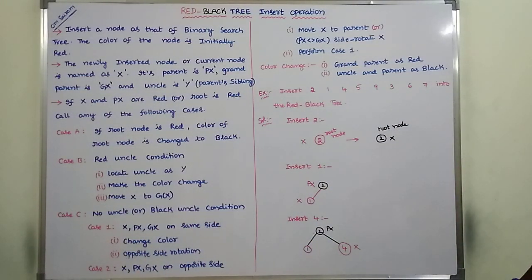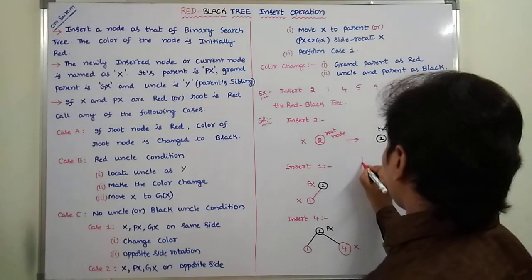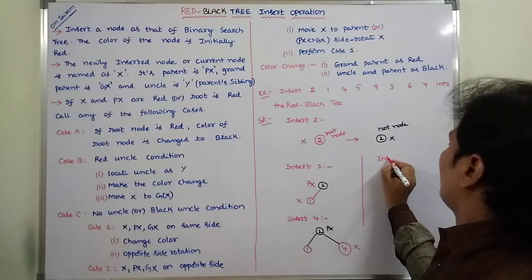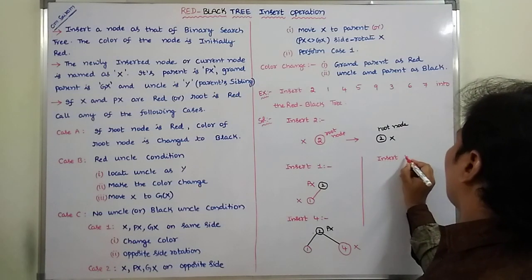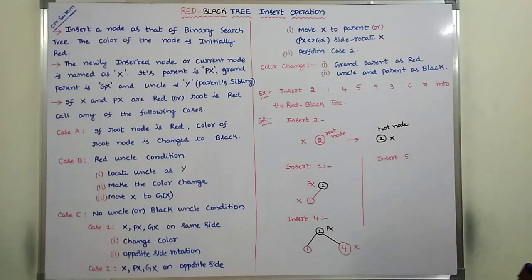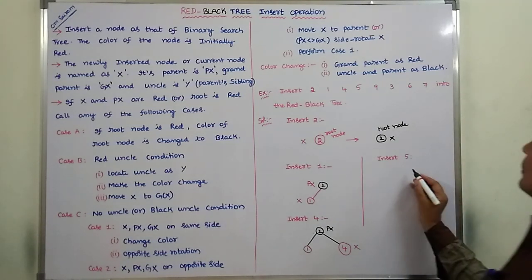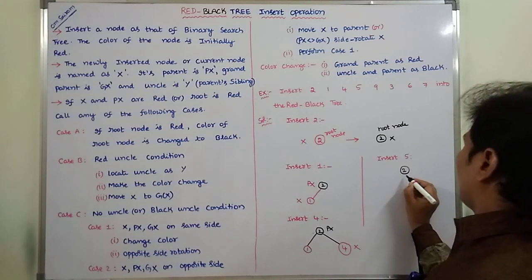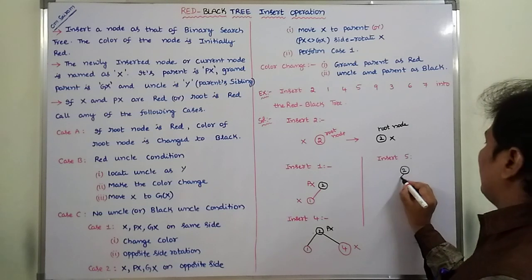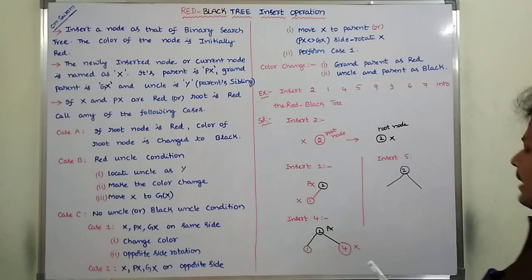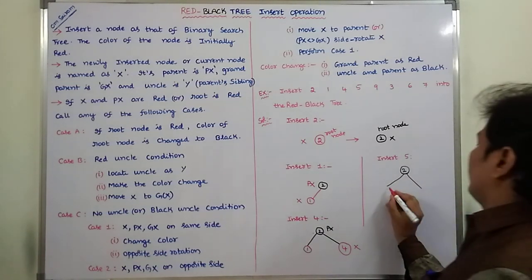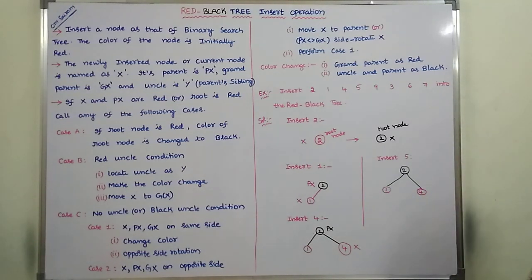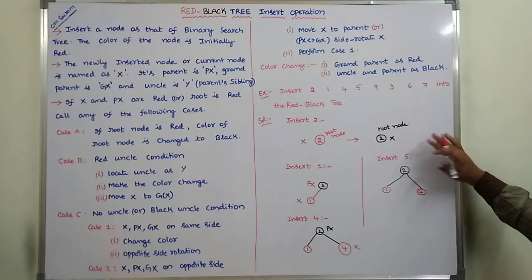Next, what is the next element? The next element is 5, so insert 5. Before inserting element 5, what is the red black tree? The existing red black tree has 2, with left hand side 1 and right hand side 4. Now this is the red black tree, and we are inserting node 5.